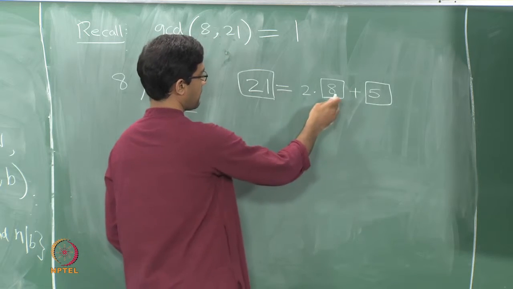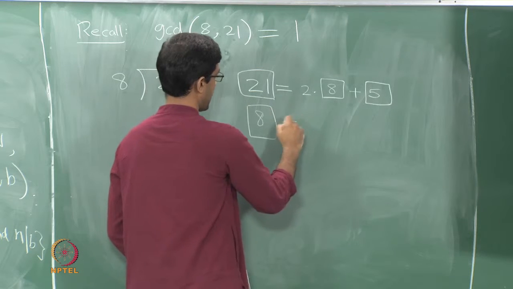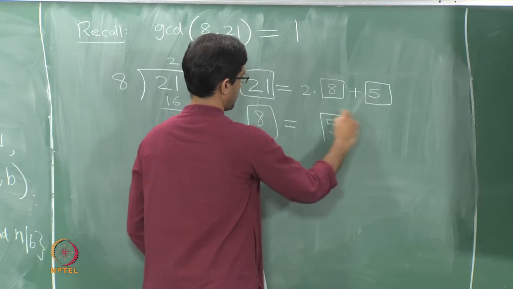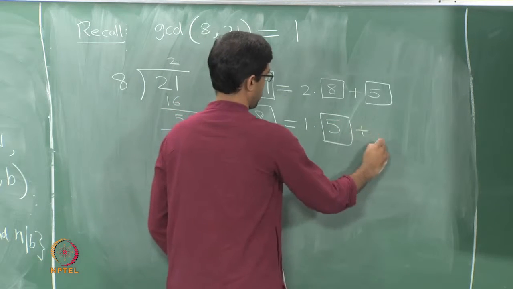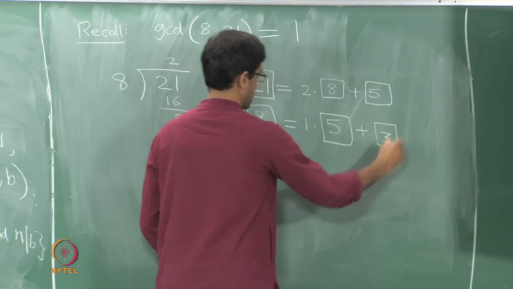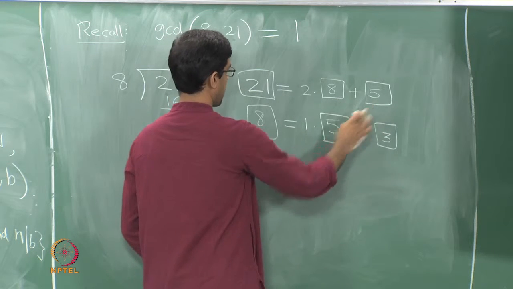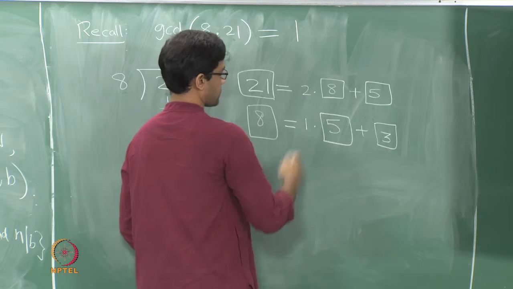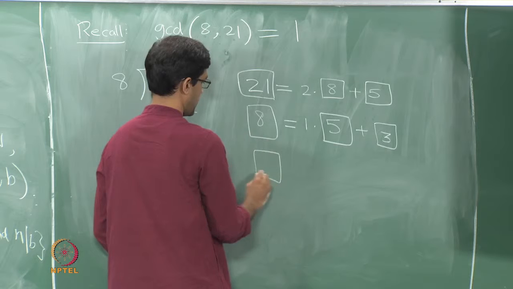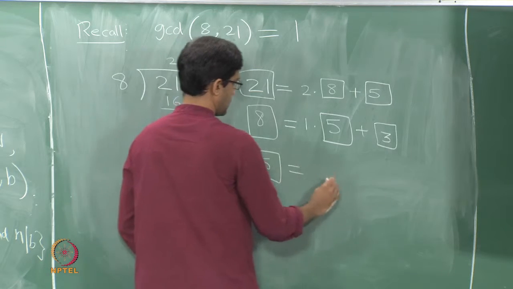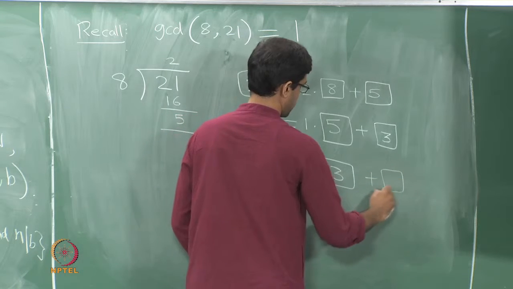What does that mean? I divide 8 by 5. The next step of the algorithm is to divide 8 by 5 and again find the quotient and remainder. 8 divided by 5, quotient is 1, remainder is 3. Now the same thing: whatever the two numbers on the right hand side, you divide the larger by the smaller. Similarly, I have 5 and 3, I divide 5 by 3, find quotient 1, remainder 2.